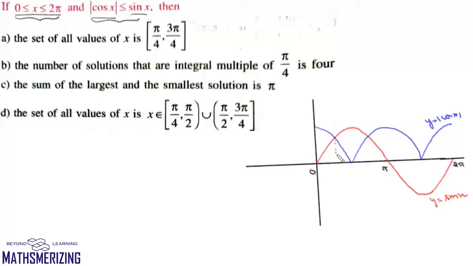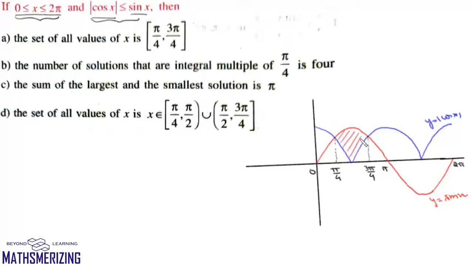Now we'll also find their points of intersection. So this point of intersection is pi by 4 and this is 3 pi by 4. Now we are looking for the interval where the graph of mod cos x lies below the graph of sin x. So that means we are looking for the interval where this red graph should be above this blue graph, and we get this solution.